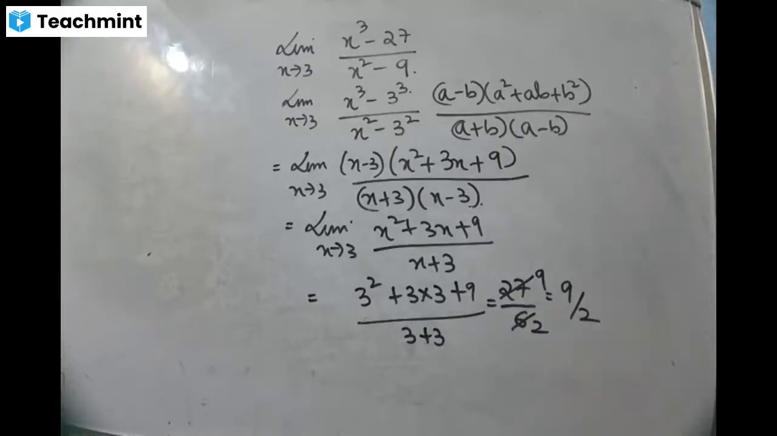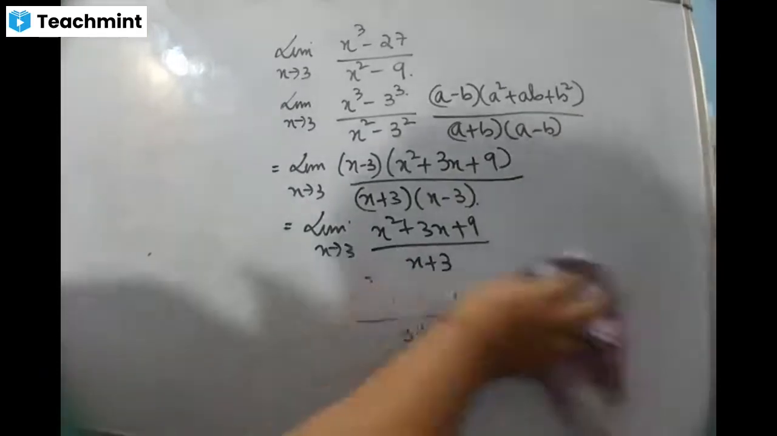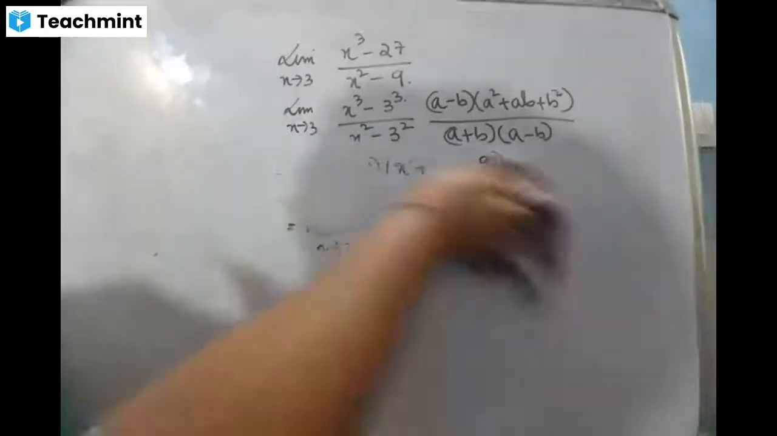Okay, I hope the first method is clear to everyone. So the moment you see 0 in the denominator, and if you can factorize, then you are going to remove the 0 by the method of factorization. Okay, so let us move on to the next question, everyone.